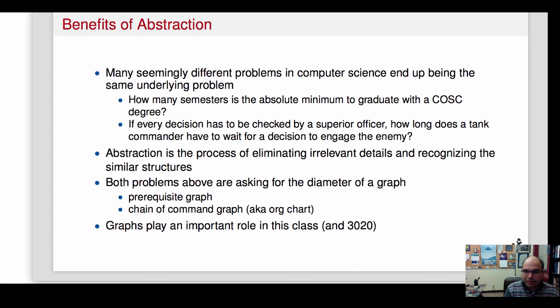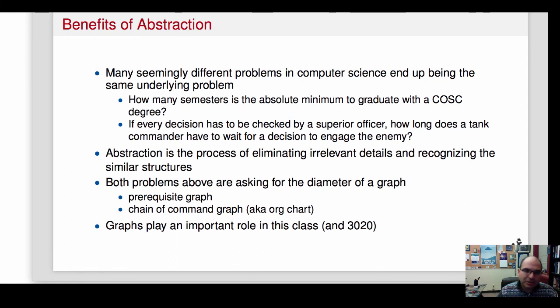Suppose that you have a chain of command, like you have a general, and the general has some colonels, and the colonels have majors, and all the way down. And somebody on the field has to make a decision. Okay, each decision has to be verified by their officer, their immediately reporting officer. So how long does, say, a tank commander have to wait before they can actually fire upon the enemy? Because they've been waiting for a decision all those levels up.